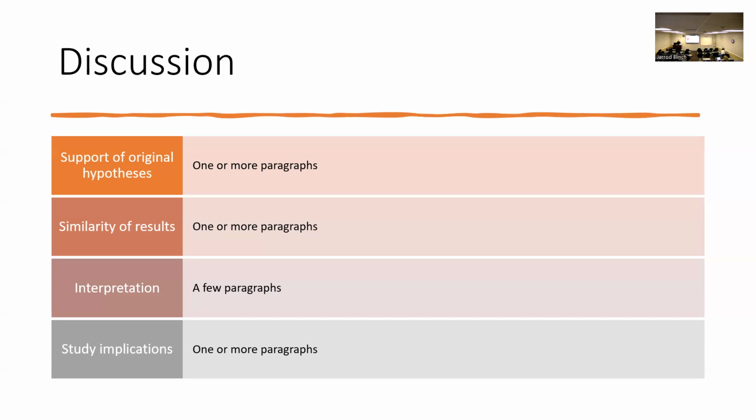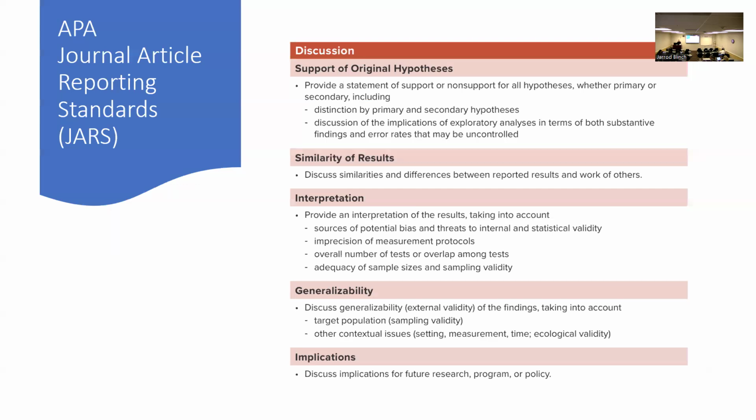What I'll present next is kind of APA guidance on how they describe each of these, first in a few sentences and then in a short paragraph. And I'll show you examples from the same paper of mine that we looked at last module as well. The idea for these sections comes from the APA Journal Article Reporting Standards, abbreviated as JARS. This is freely available on the web if you ever want to look it up.